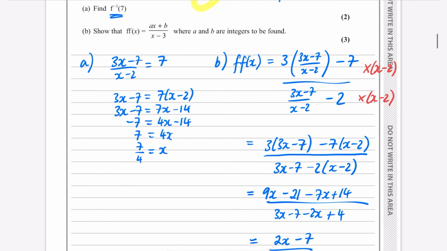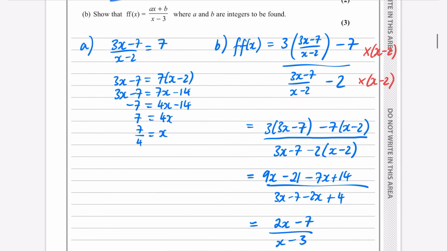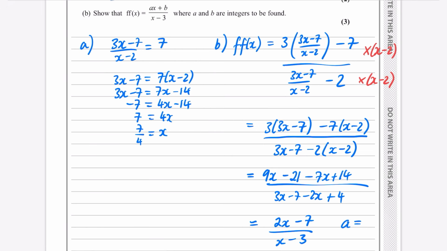So that's sort of the form they wanted. It says where a and b are integers to find. So a looks like it's 2 and b looks like it is -7 for that question that we have there.